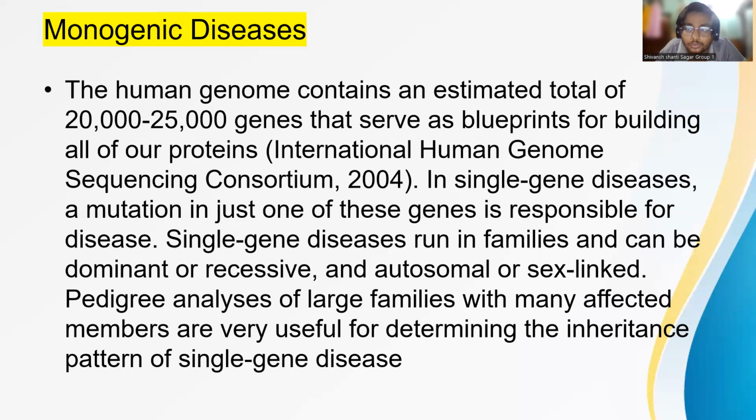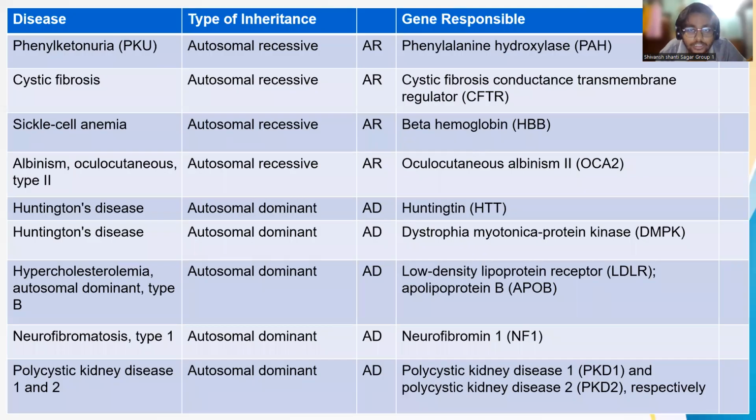So it states that you need to find out through the pedigree analysis of a family history the same defect in the same gene which has been occurring throughout the genetic history. Here we have some diseases, their mode of inheritance, and gene responsible. We have phenylketonuria, which is autosomal recessive, caused by phenylalanine hydroxylase. We have cystic fibrosis, which is also autosomal recessive, caused by the cystic fibrosis transmembrane conductance regulator, known as CFTR. We have sickle cell anemia, which is also autosomal recessive, caused because of the beta hemoglobin.